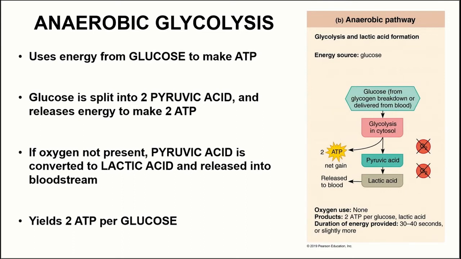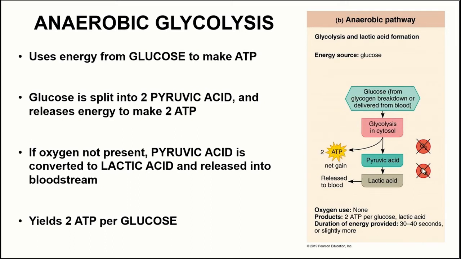So what happens during this process is that our muscle cells take up glucose from our blood, and in the cytosol of the skeletal muscle cell, this is called the sarcoplasm, glucose is split into 2 molecules of a substance called pyruvic acid. This process releases energy, and that energy is put into making 2 molecules of ATP.